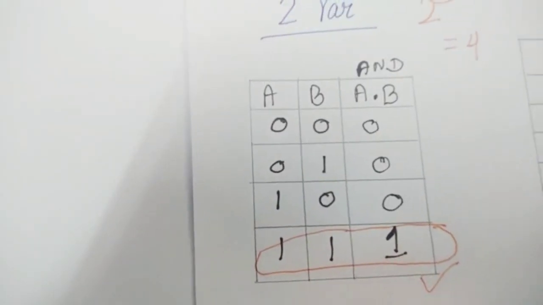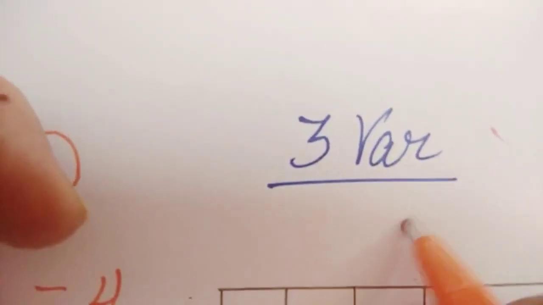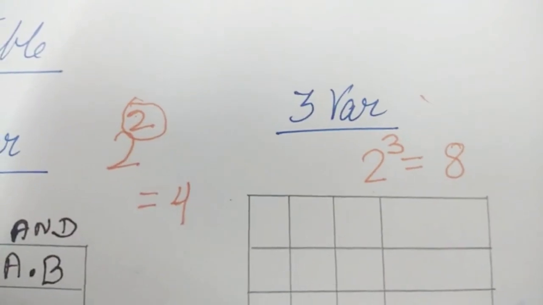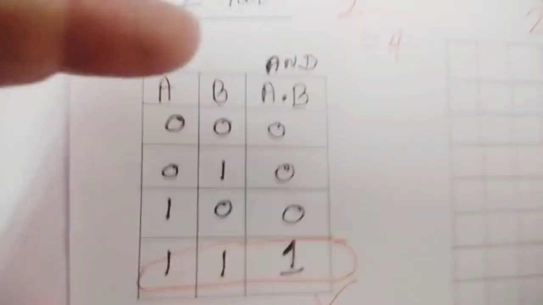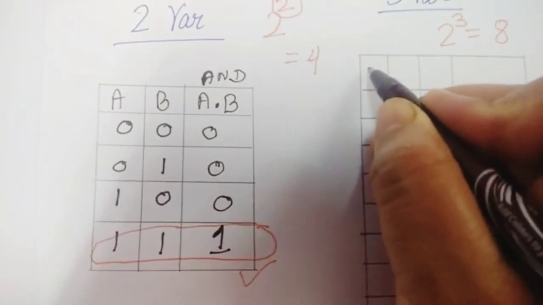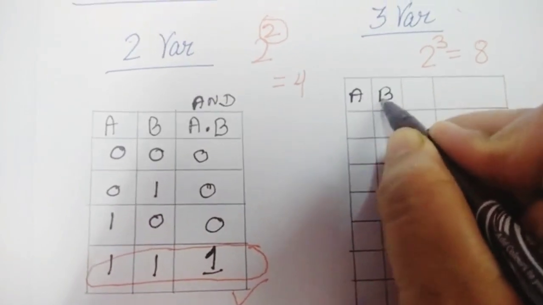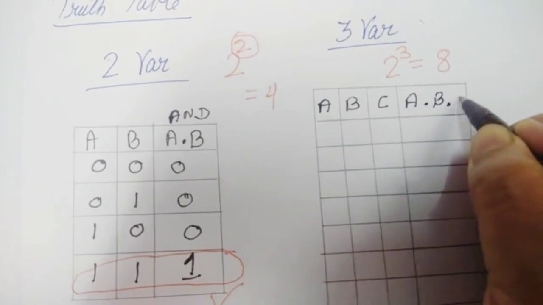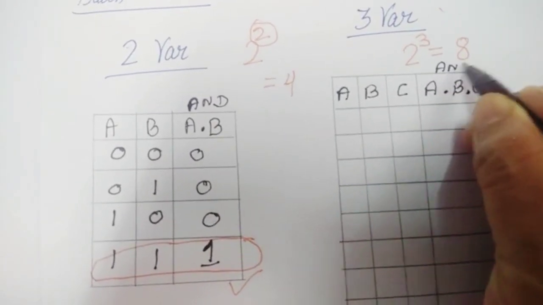Clear? Now moving to 3 variable. Now how to draw 3 variable? 2 raised to the power 3. How many total variables are there? 3. So 2 raised to the power 3, which is equal to 8. 8 possible combinations. It always starts with 0, so it will start from 0 to 7. So how will you write? In the first row you will write the headings, let the variable names be A, B, C, and in the last column the product, A dot B dot C. The output of which operator? The AND operator.